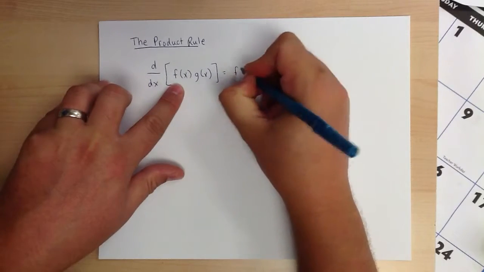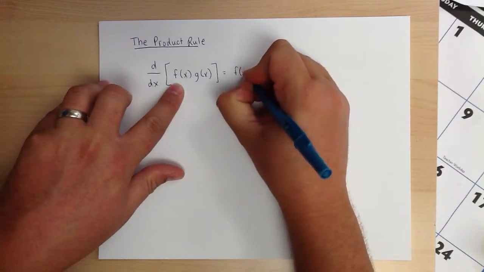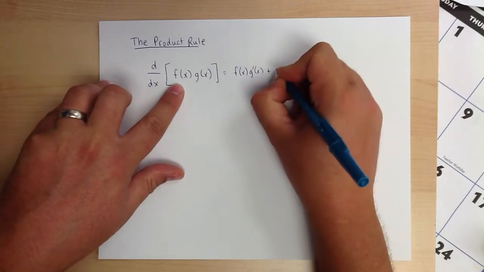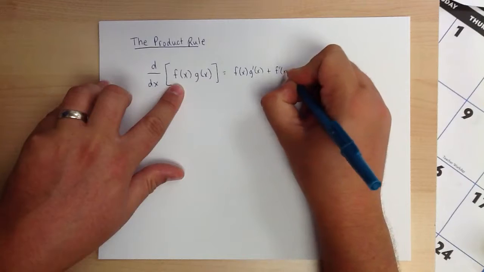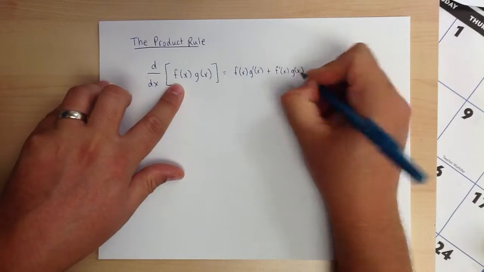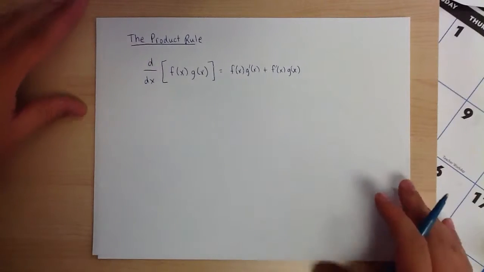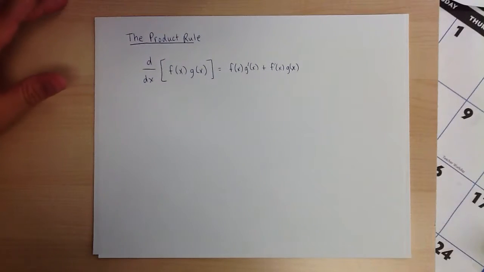So the derivative of that is one function times the derivative of the other plus the other function's derivative times the other function by itself, which sounds terrible. I know that didn't make any sense. So let's take a look at a couple examples. I think that's what's going to be clear for you to understand.